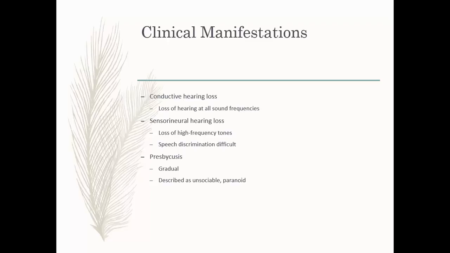In presbycusis, hearing loss is gradual, so patient and family may not realize the extent of the deficit. May be described as unsociable or paranoid. Family may think or worry that they are increasingly forgetful, absent-minded, or senile. Hearing aids and other amplification devices are useful in this type of hearing impairment.